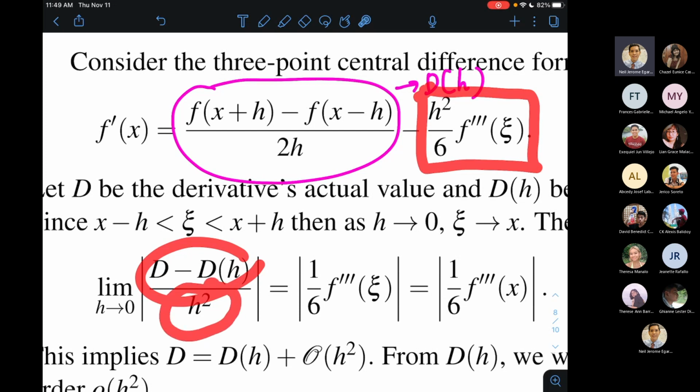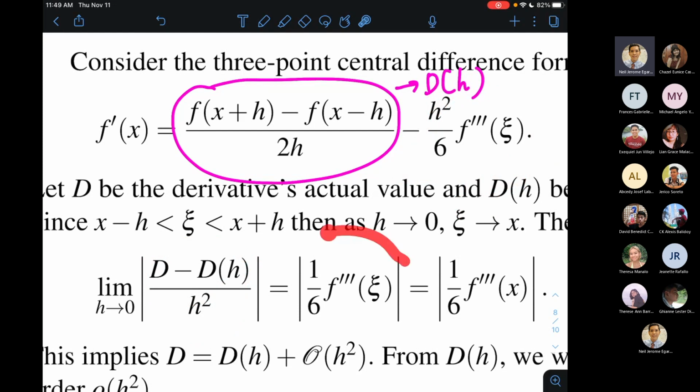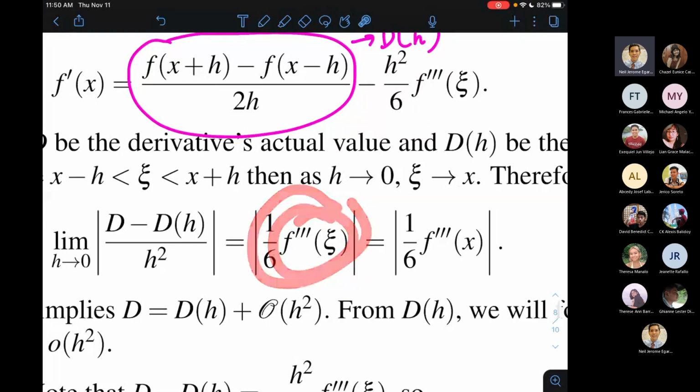I-divide natin siya by H squared dun sa loob ng limit. So the H squared above will be canceled by the H squared below. And ultimately we'll have this 1/6 F triple prime of C. And then we take the limit as H approaches 0. The thing here is that independent na to of H. So this could be treated as a constant, right? F triple prime of C will just be a constant, or it will be bounded by a constant because F triple prime is assumed to be continuous, kasi si F ay assumed na smooth infinitely many times.